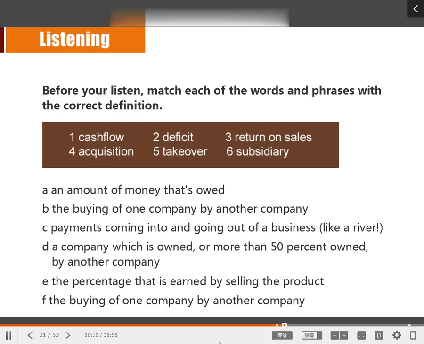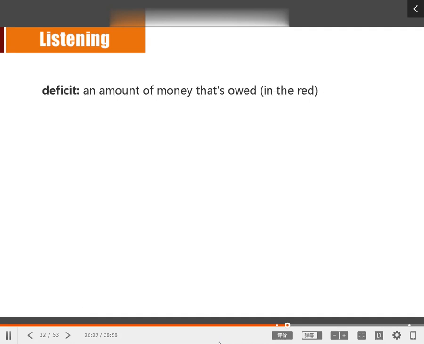Great job. So here, please match each of the words and phrases with the correct definition. Okay, let's do this. Great job. So here, let's check the answers together. Now the first definition, an amount of money that's owed.